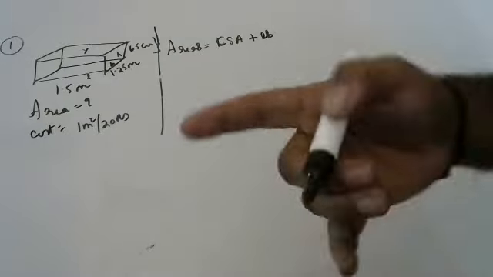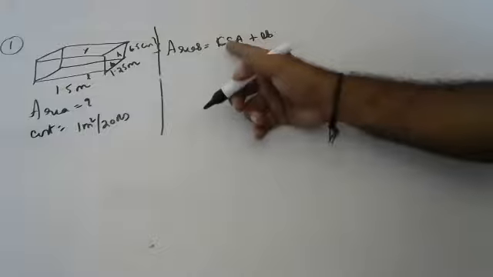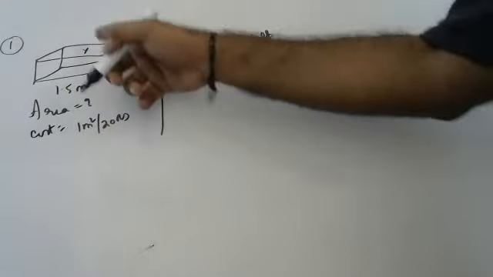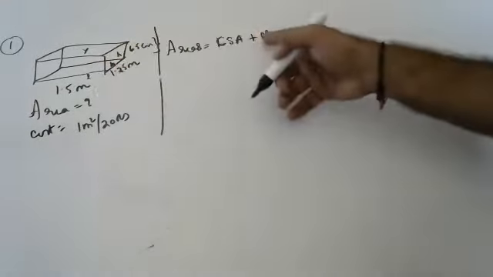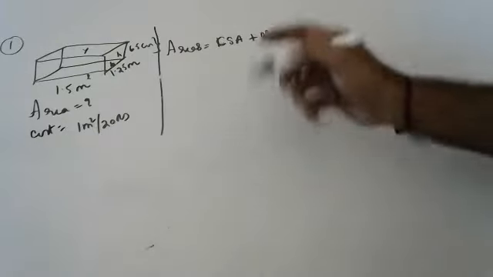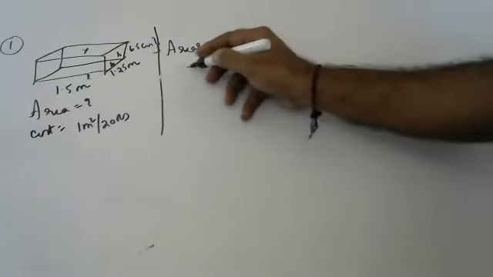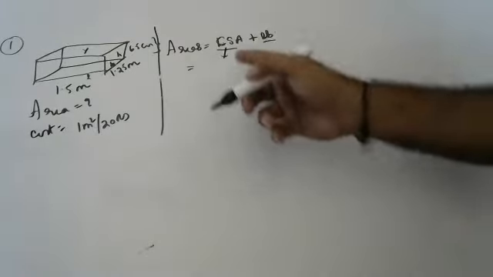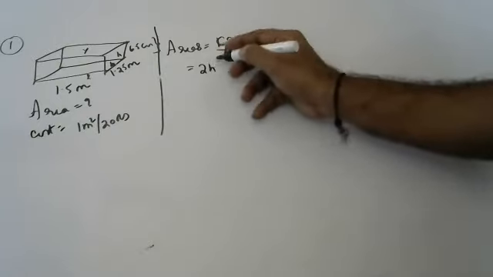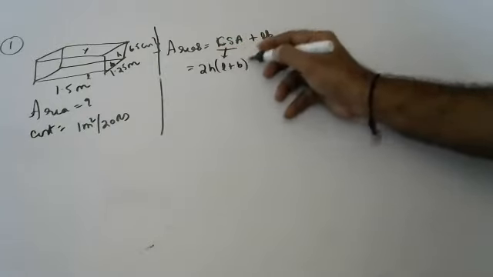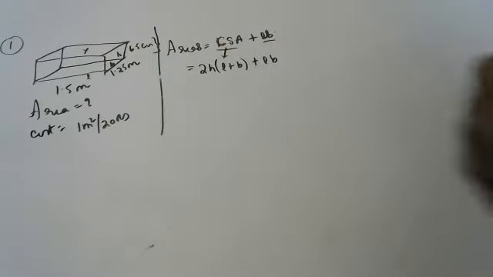Try to understand, children. No one is understanding. The people are not concentrating. The four walls is CSA and the base is LB. Since the top is not there, as he said in the question, I kept four walls plus base. What is the CSA of a cuboid, children? 2H into (L plus B), plus LB.